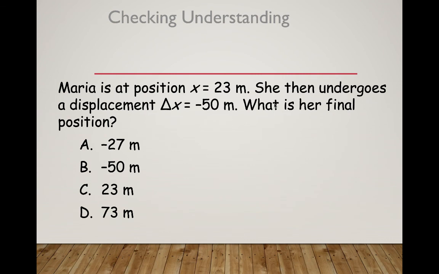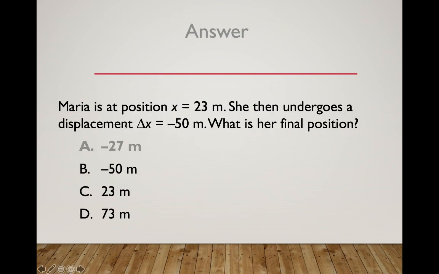All right, so let's just look at one example of this. Maria is at position x equals 23 meters. She then undergoes a displacement of -50 meters. What is her final position? Well, if I'm thinking of this as a number line, she's at 23, and then she moves backwards 50. I'm going to split 50 into 23 and 27, because 23 plus 27 gets me 50. So she's going to walk 23 steps backwards, and that's going to put her back at 0. And then she has to keep going -27 meters here to make that total displacement of -50 meters.